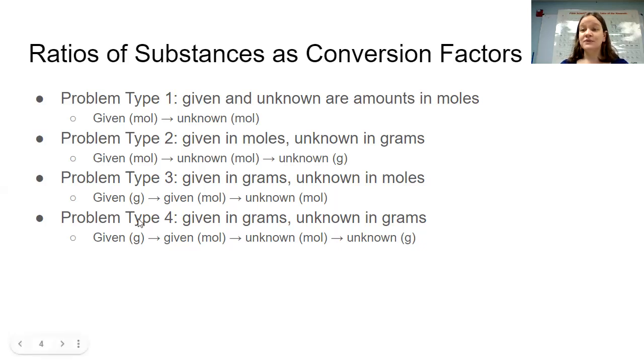Problem type 4 takes the most steps. It's not necessarily any more complicated. It combines types 2 and 3, so you're just taking more steps. You're given something in grams, and they want to find one of the other substances. They want you to give the mass. So they give you something in grams. We'll convert that to the moles, and then do a mole ratio. Again, we'll talk about that in a second. Don't freak out if you're like, I don't know what that is. It's okay. And then go from moles of your unknown substance to the mass.